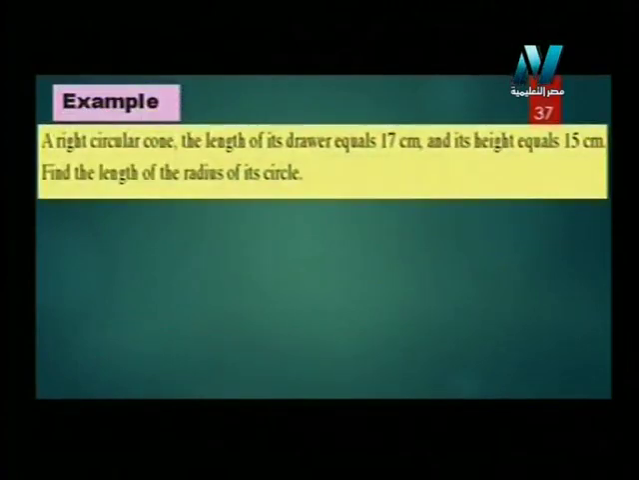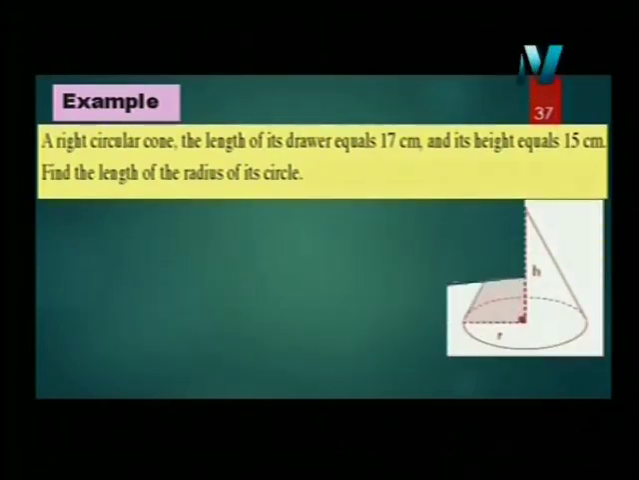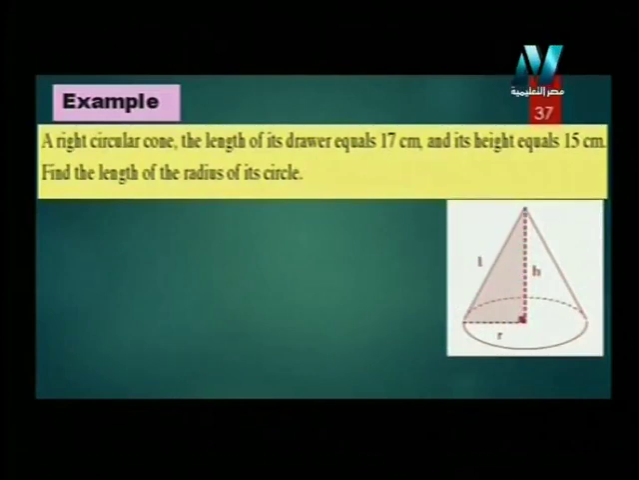Example: we have here a right circular cone. The length of its drawer equals 17 centimeters, meaning L equals 17 centimeters, and its height equals 15, so H equals 15. Find the length of the radius of its circle. We have here the cone. L is the drawer, R is the radius of the base, H is the height.